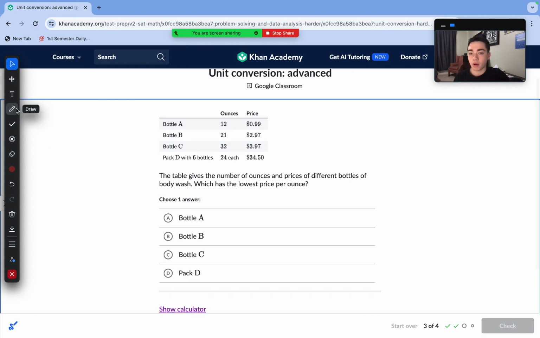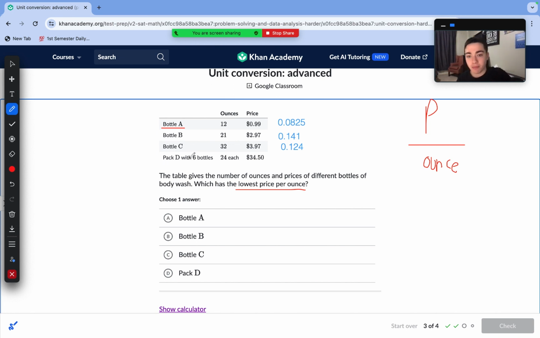The table gives a number of ounces and prices of different bottles of body wash. Which has the lowest price per ounce? Very easy. We're just going to divide each of these with the price in our numerator and then the number of ounces in our denominator. The lowest number is going to be our answer. We also have pack D, which we're going to have to check at the very end. We can see different units there. So bottle A, bottle B, bottle C. Let's go ahead and divide those. So we have each of those unit rates up now. Currently bottle A is the cheapest, but pack D is a little bit different.